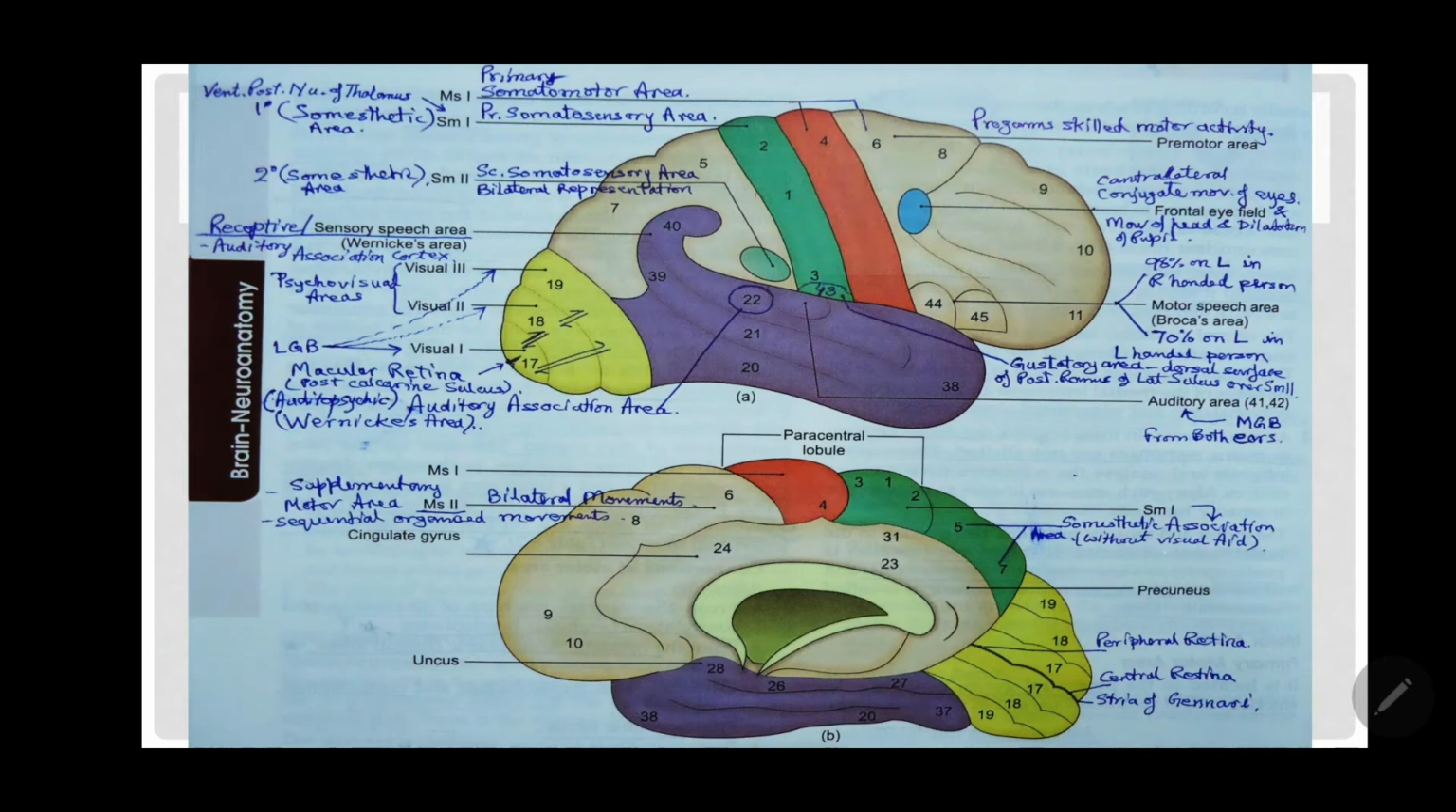Got it? This is named the somesthetic association area. Don't get confused by somesthetic; whatever you feel, you can say somesthetic or sensory. It means all the general sensations. So this is the association sensory area. The important thing I was telling about is that you can palpate.